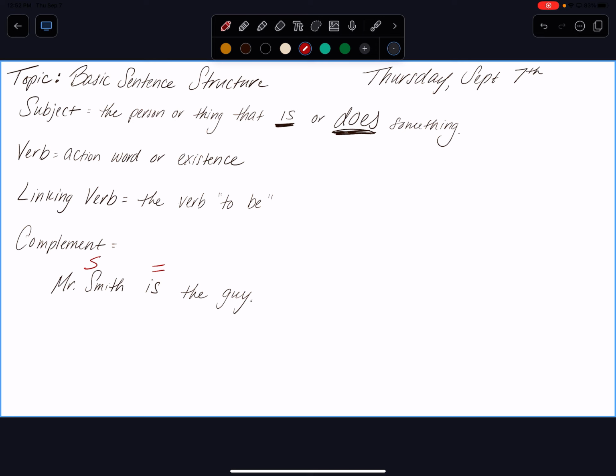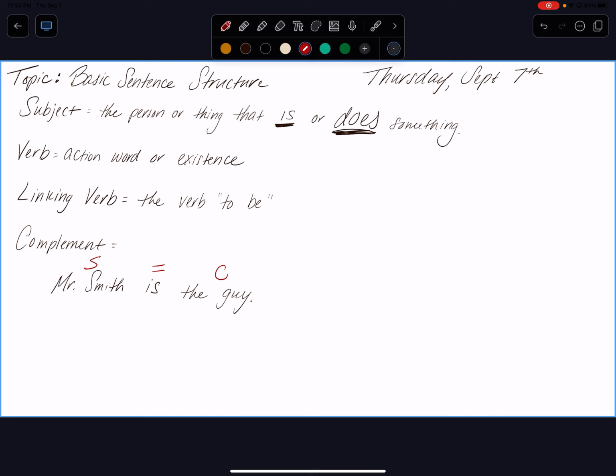So Mr. Smith is the guy. Are Mr. Smith and the guy the same thing? Yes. Okay, so the guy is just what we call a complement. Does that make sense? It's really a complement this way. A complement that is a complement.